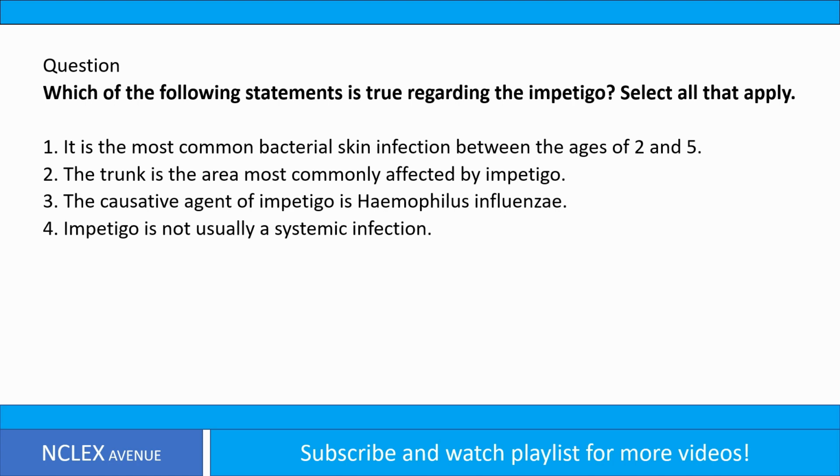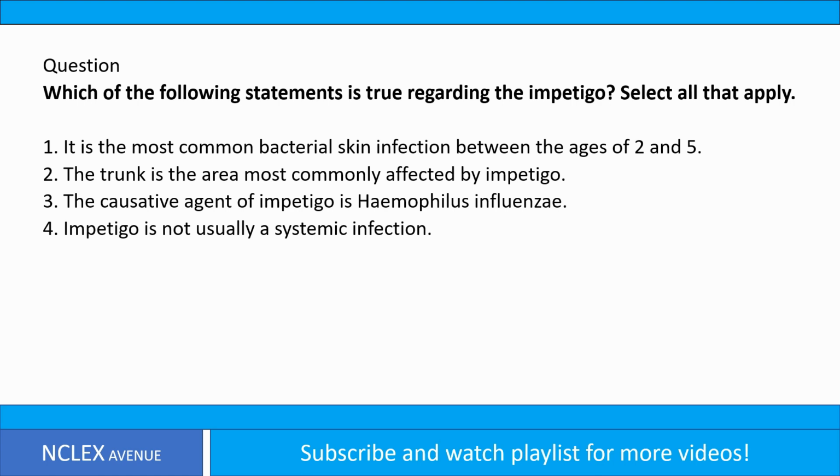Question. Which of the following statements is true regarding impetigo? Select all that apply. 1. It is the most common bacterial skin infection between the ages of 2 and 5. 2. The trunk is the area most commonly affected by impetigo. 3. The causative agent of impetigo is Haemophilus influenzae. 4. Impetigo is not usually a systemic infection.